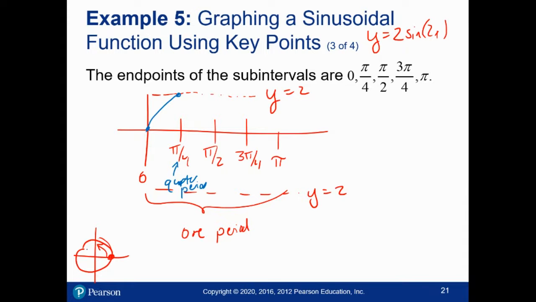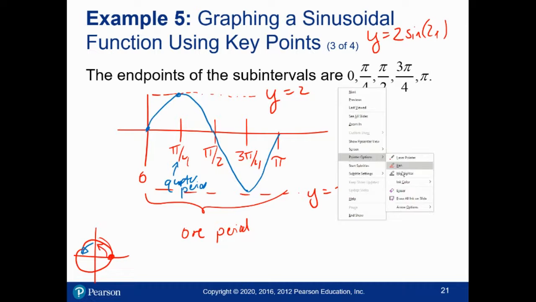Quarter period. In the next quarter period, the sine curve goes from its maximum back down to being 0. Then it will go from 0 to its minimum. Then it will go from its minimum back to 0. So here is a nice graph of this, based on the fact that we knew its amplitude was 2 and its period is pi.